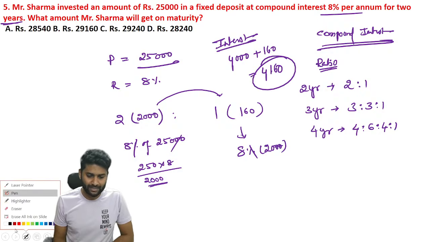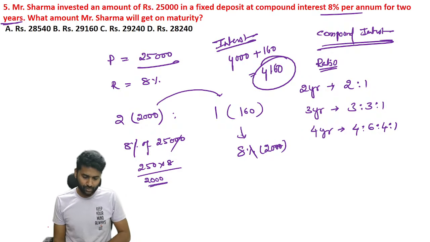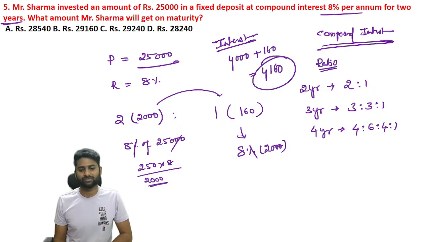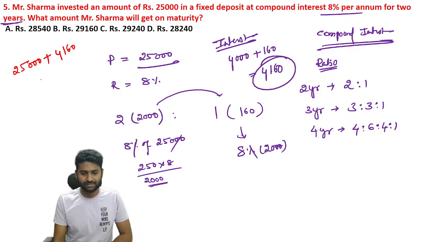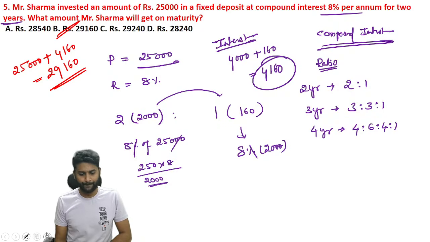Out of the respective principal amount, the person has to pay interest of 4160. Then the total amount is 25,000 plus 4160. So the total answer is 29,160 rupees they have to pay.